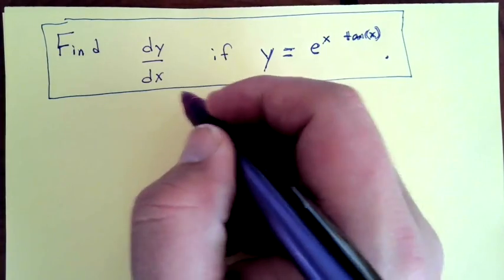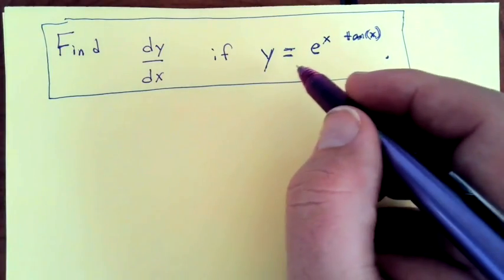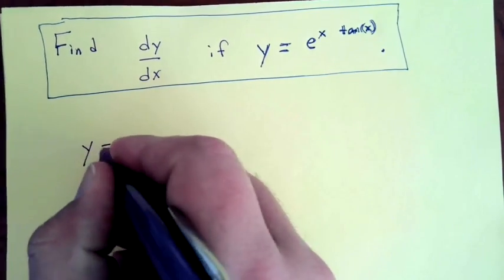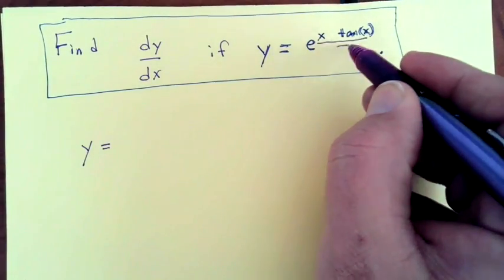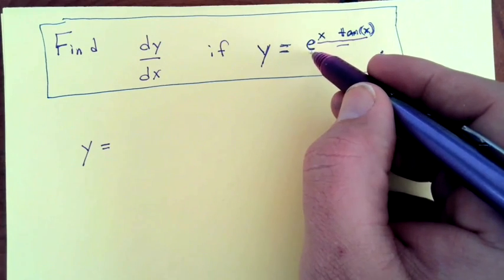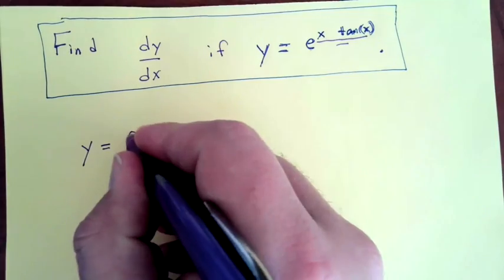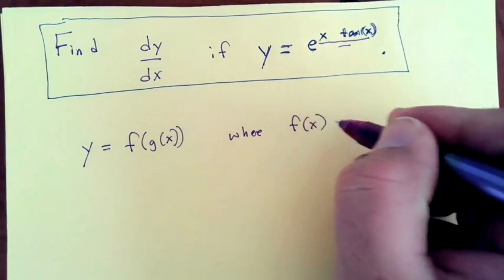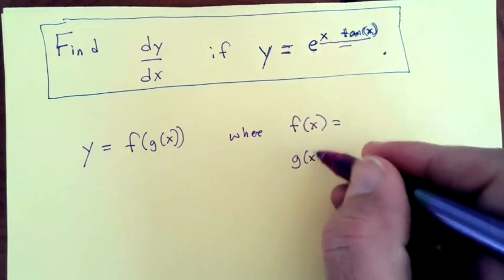We're trying to find the derivative dy/dx if y is equal to e to the x times tangent of x. So basically, y is equal to this function x times tangent of x plugged into this function e to the x. So we can write y as f of g of x, where now let's be careful and think about which of these should go where.